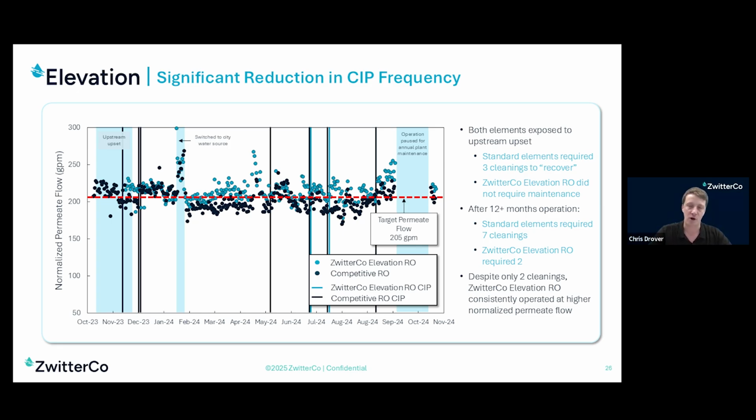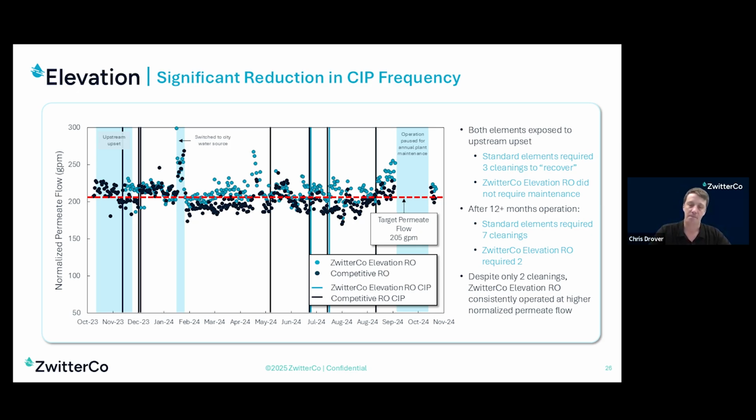And in addition, they were able to do that with a much less frequent CIP cadence. So over the year of data shown here, you have the conventional membranes that need to be CIP'd about 7 times to maintain their performance, whilst the ZwitterCo elevation membranes were able to run in the same environment on the same water, but only needed 2 CIPs during that year. That's really one of the big takeaways here.